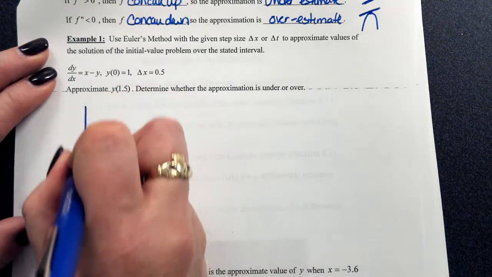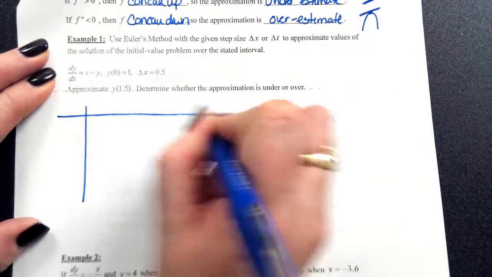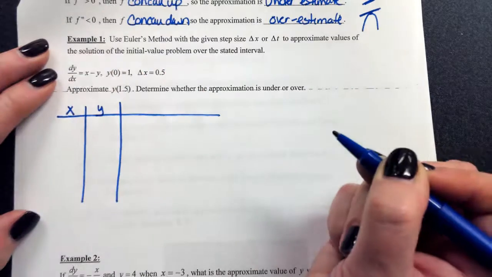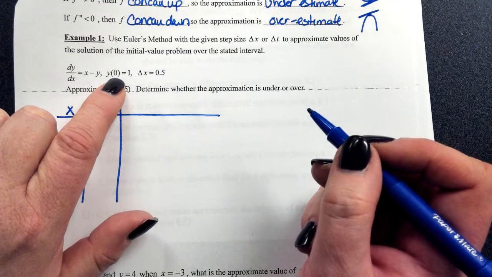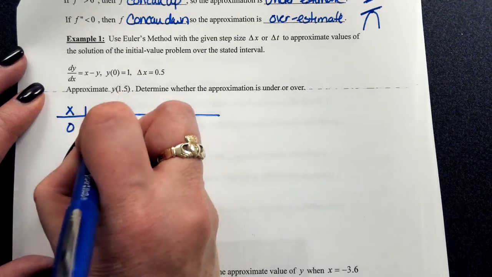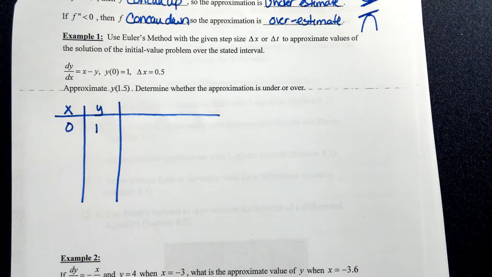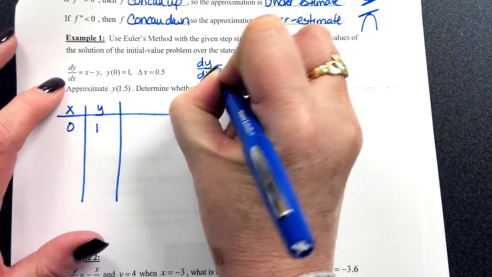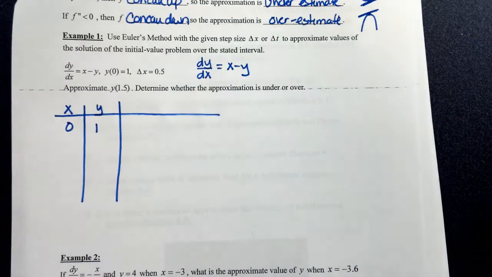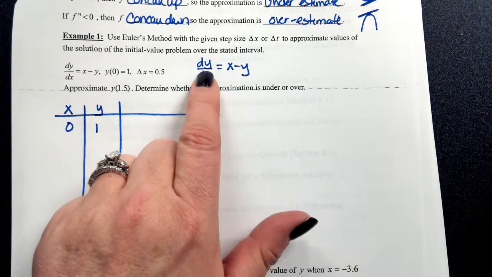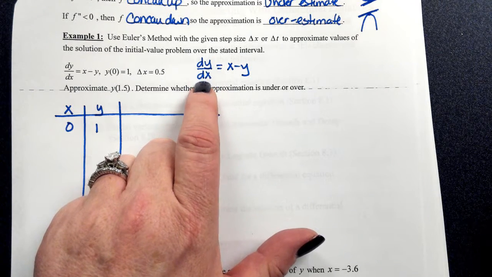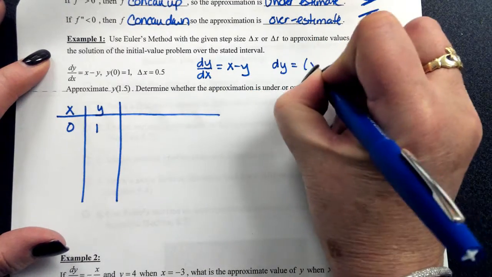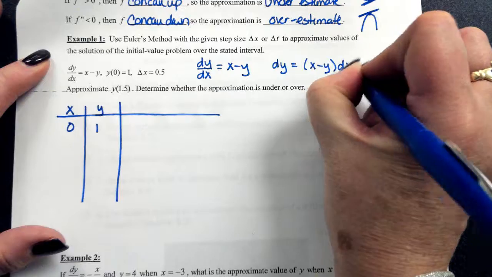So again, what we're going to do is build the chart. Here's your x, here's your y. The point they're giving you to start at is when x is equal to 0, the y value is 1. So first of all, your dy/dx is equal to x minus y. We're going to solve for the change in y by multiplying by dx. So dy is equal to x minus y times dx.